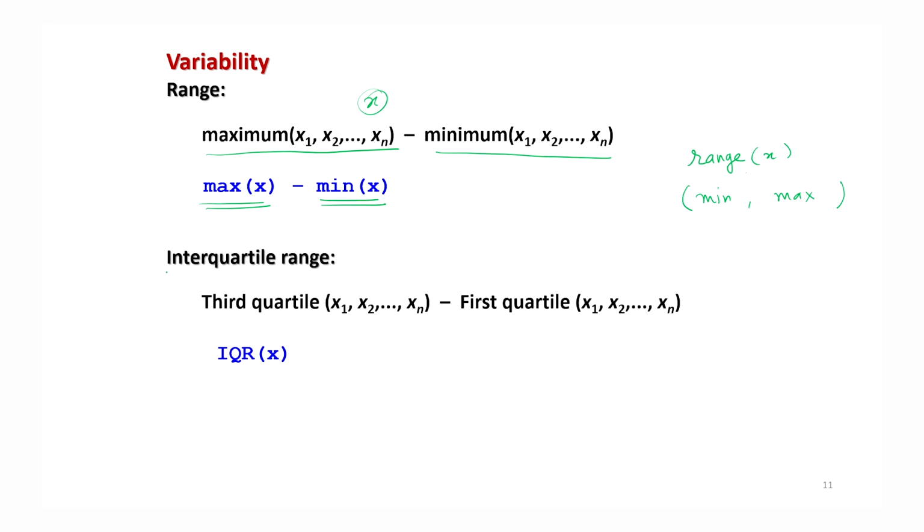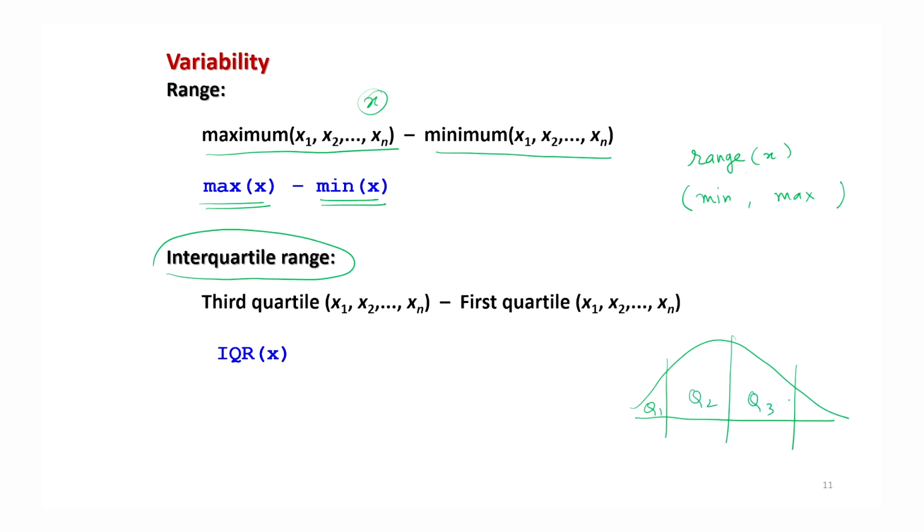Similarly, we have one more concept, the interquartile range. For the interquartile range, you divide the data distribution into 4 parts. The first part is called Q1, the second part is Q2, the third part is Q3, and the fourth part is Q4.